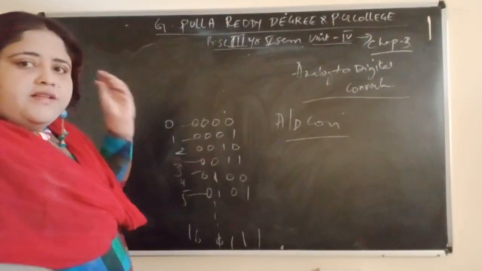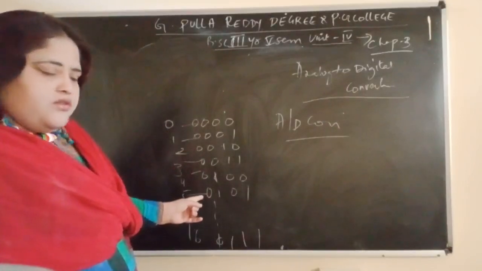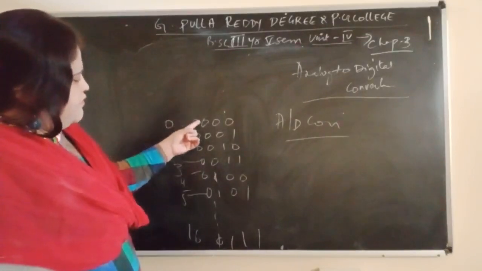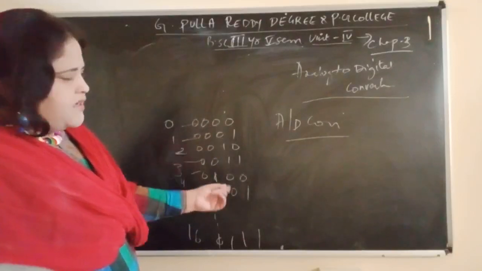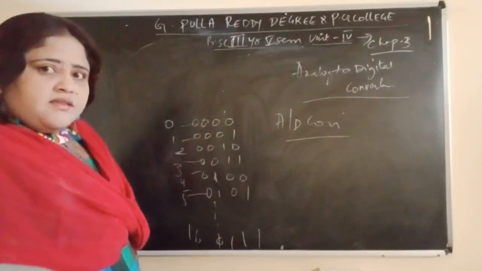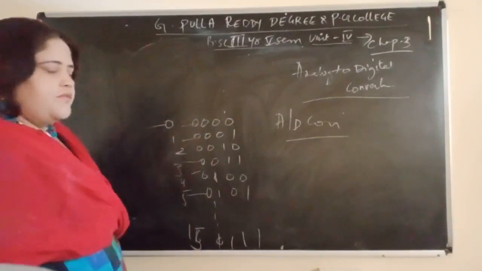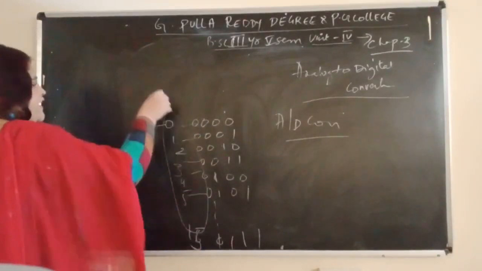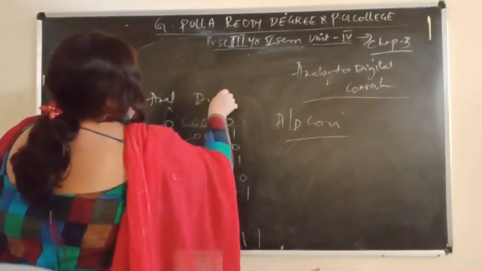If not, how do you write this table? For 16 combinations, first write 8 zeros and 8 ones, then 4 zeros and 4 ones, then 2 zeros and 2 ones, then 0 1 0 1. So till 16 combinations, like till 15, you will get, because it starts from 0. Now this will be the analog voltage and this will be the digital.